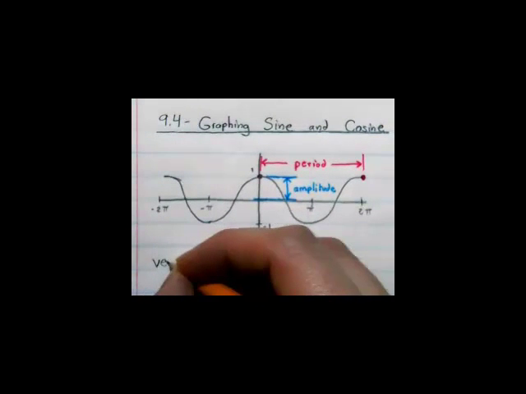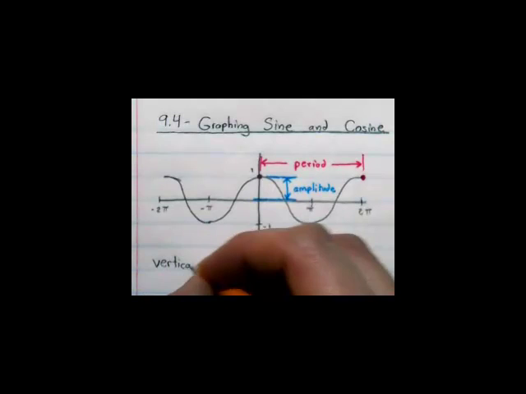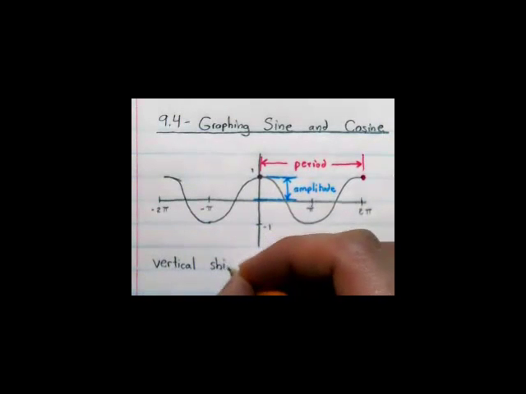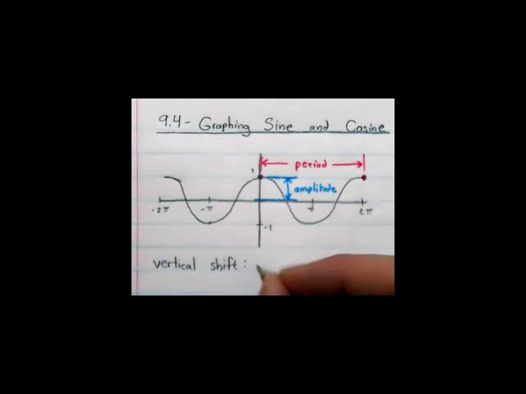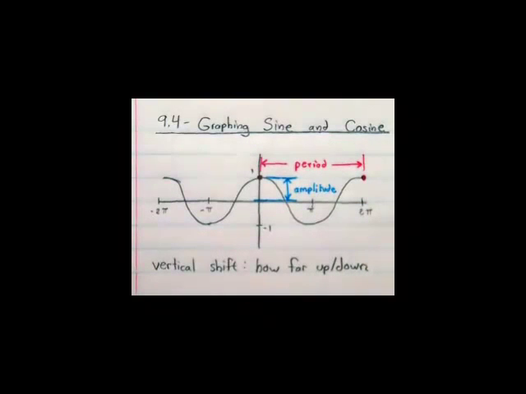So vertical shift. Basically just how far up or down has it moved, because sometimes we're going to see these sine waves that are graphed where they won't be on the x-axis anymore. Might take that whole wave and move it up. Okay, so it has a vertical shift to it then.